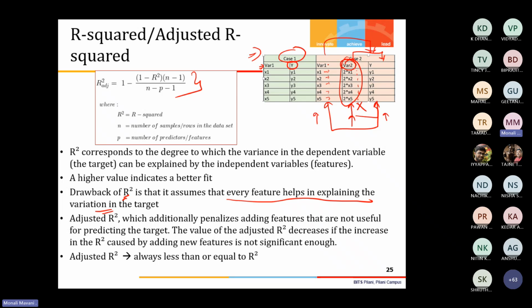In that case, if it is not increasing, the adjusted R square value will decrease. So that will help you understand that increasing the features is not helping. The adjusted R square and R square are very, very important metrics to know the goodness of fit of the model. Many times in real applications, that's what you will use.